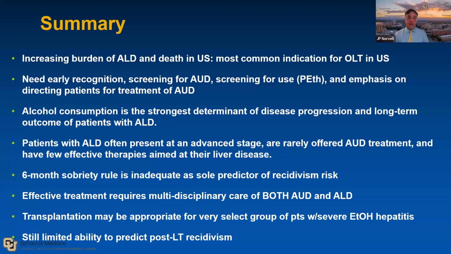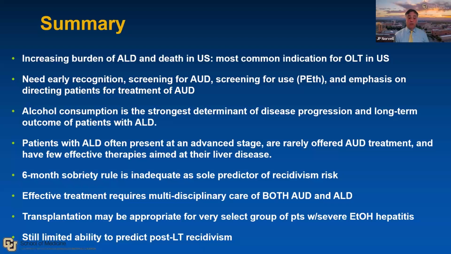This is a disease that can progress silently or subclinically for long periods of time. And when it does progress, these patients are often really sick and too sick to really participate in AUD treatment. So screening matters, because we also have relatively effective therapies, but hopefully more on the horizon. We talked about how the 6-month sobriety rule is inadequate as a tool to predict recidivism post-transplant. And this really does require multidisciplinary treatment of both AUD and ALD.